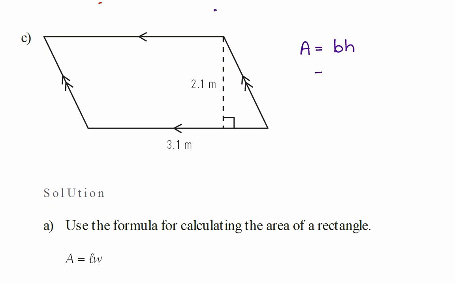So base times height. What's my base? 3.1 meters. What's my height? 2.1 meters. What is 3.1 times 2.1? What are my units? Meters squared. All right.